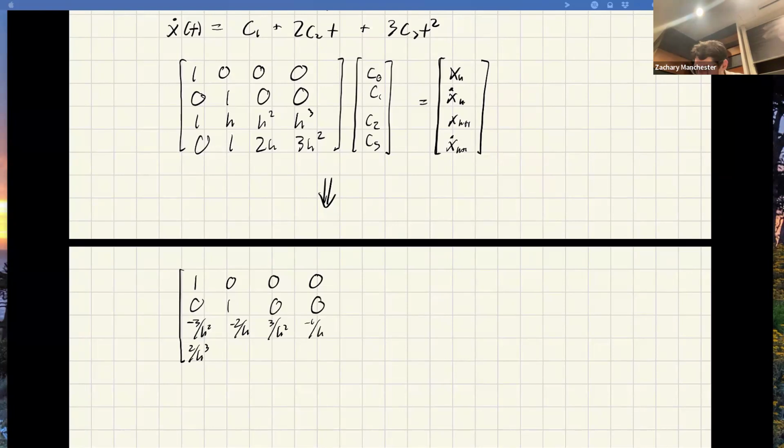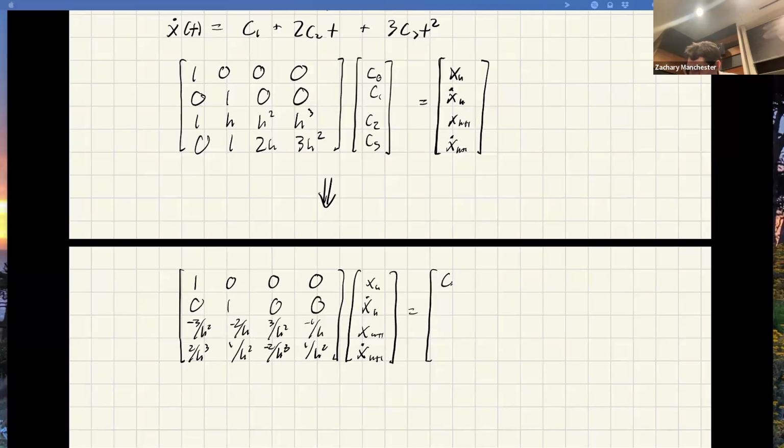I think these are useful for your homework. You can also do this with Wolfram Alpha or any of those kinds of things. Okay, so this guy times the knot point stuff is going to give you the coefficients. And then with these things, you can now do any kind of interpolation you want.